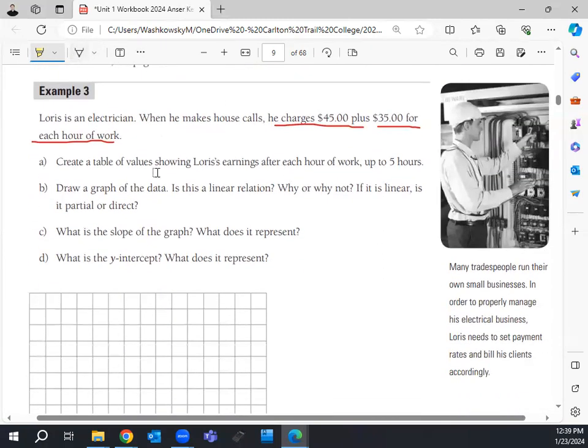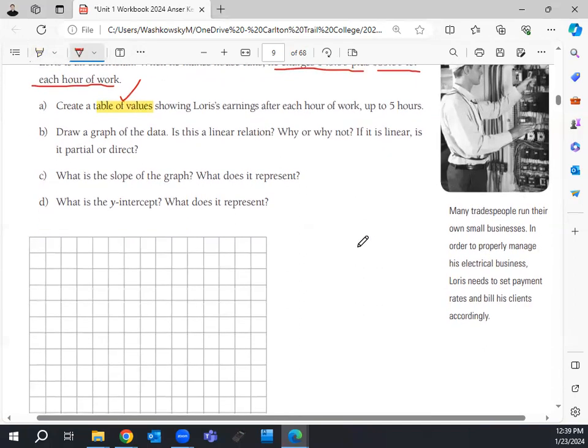First off, we want to create ourselves a nice little table of values. Now this has been generated for us before, but now we need to actually do this ourselves. This is going to show his earnings after each hour of work up to 5 hours. So we want to show how much he's going to make for every single hour. So we do what's called a T chart. I'm going to draw a giant T. I'm just going to make that a little bit neater.